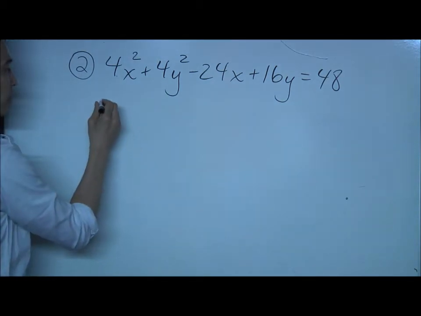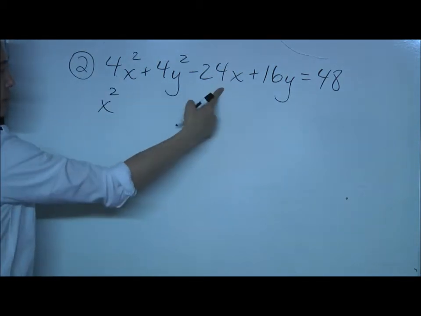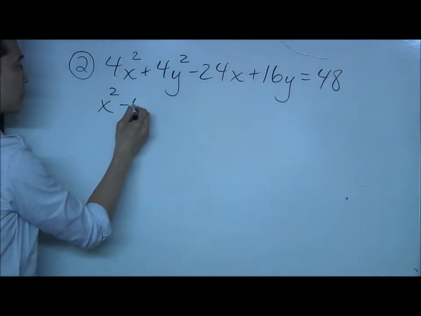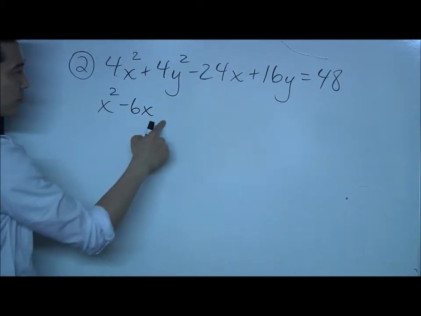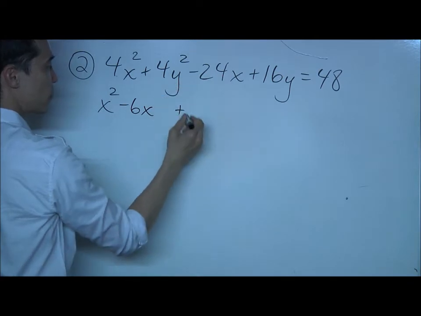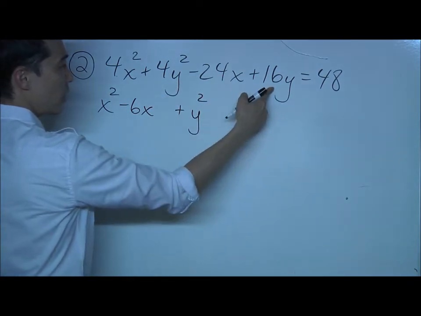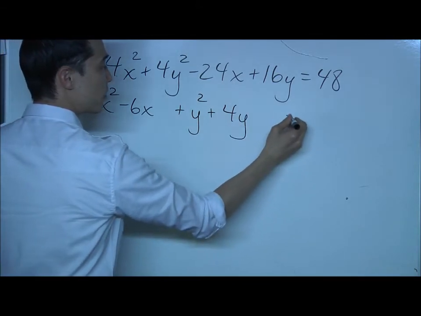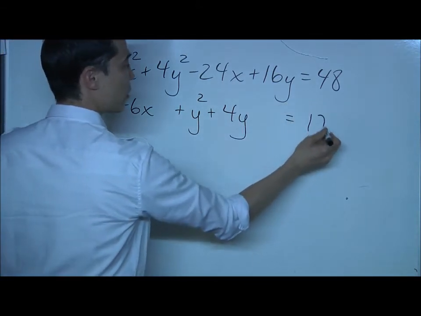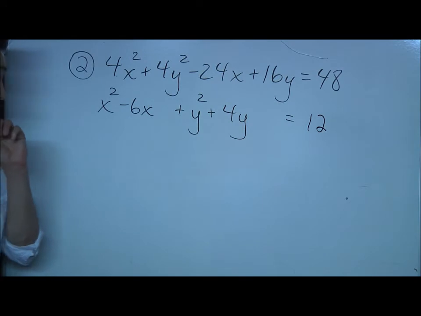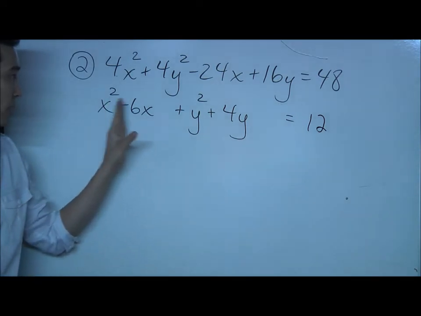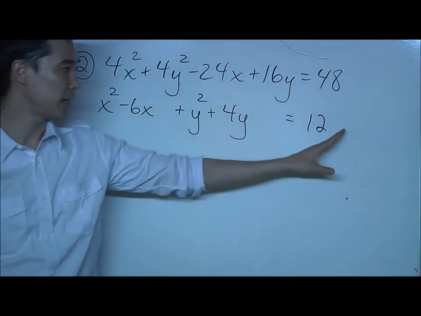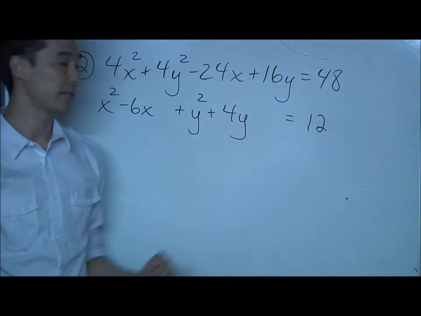Dividing everything by 4, we'll have x squared. This divided by 4 is 6, so minus 6x. And I'm gonna leave a little bit of room. Then dividing this by 4, we have y squared plus 4y, and leave a little bit of room, and on this side, dividing by 4, you have 12, okay? Now, I need to complete the square on the x terms and the y terms, and add the appropriate number to balance the equation.